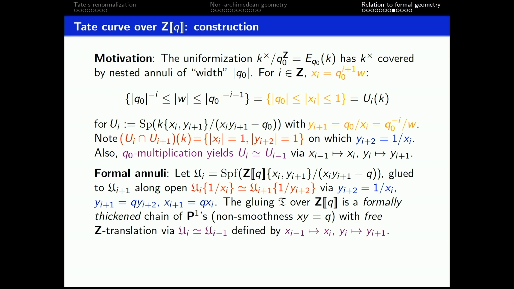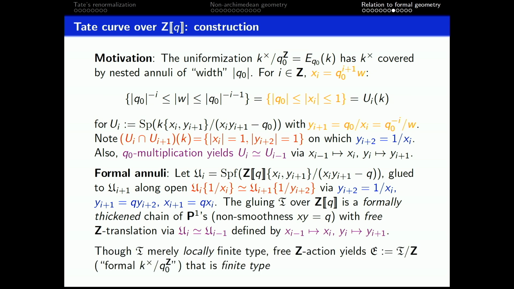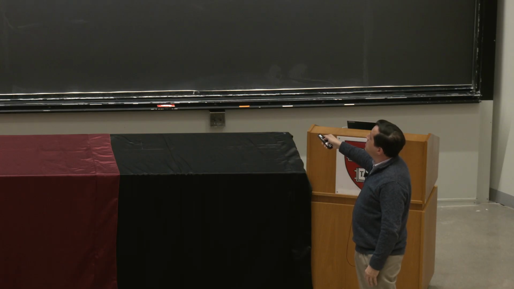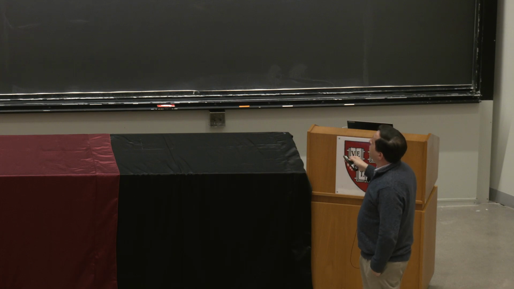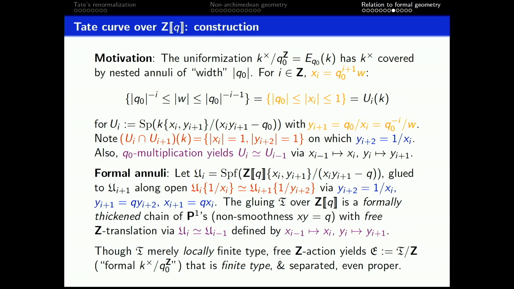The point is that not only do you get this enormous gluing, but the q multiplication that moved one annulus to the next can be turned into a free action of Z on this, which carries one formal annulus to the next by simply doing a shift of the formal coordinates on each piece. This thing is enormous, but the free Z action, you can take a quotient, and that collapses the non-quasi-compactness into quasi-compactness, even separatedness, and even properness. So this is Raynaud's construction of some curious proper formal scheme.